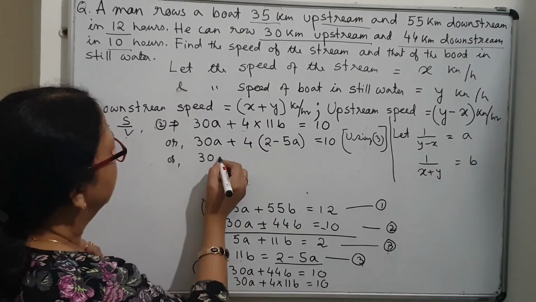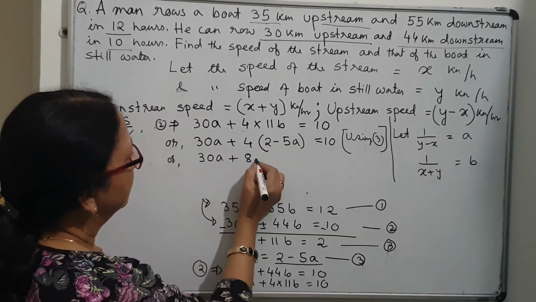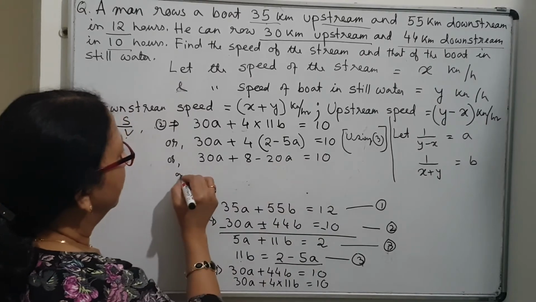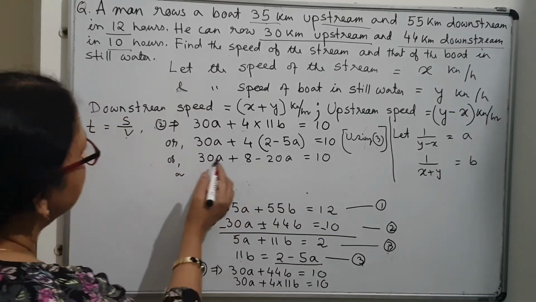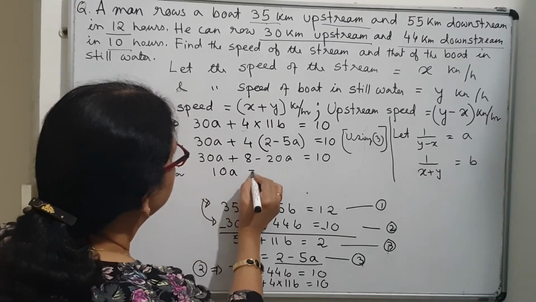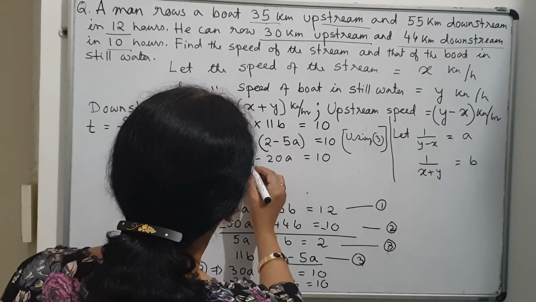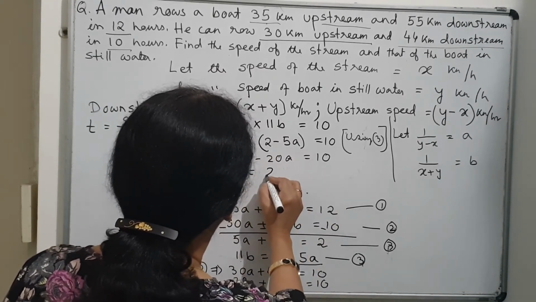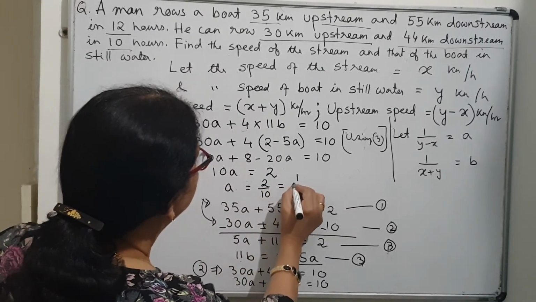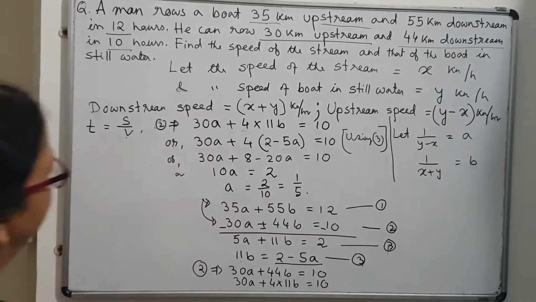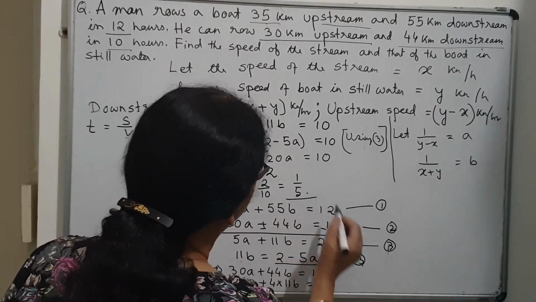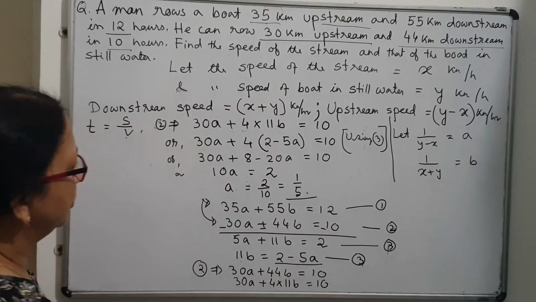So 30a plus 8 minus 20a is equal to 10, or 10a is equal to, it will go to that side, it is 2, or a is equal to 2 by 10, so it is 1 by 5. So I got the value of a. So when I know the value of a is 1 by 5, from equation 3 I get the value of b also.